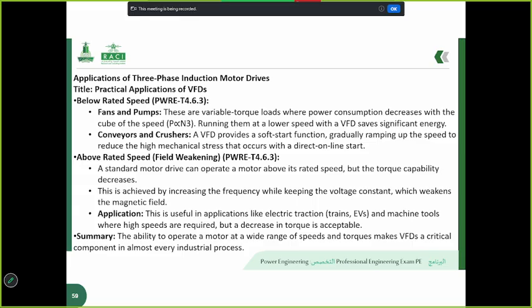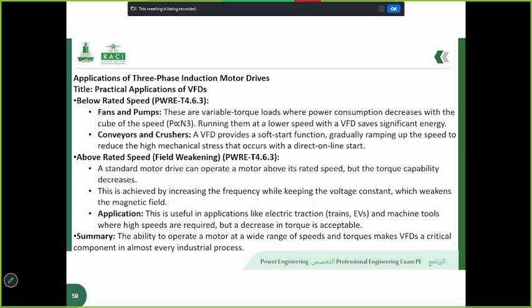So while operating at or below the rated speed, the VFD maintains a constant voltage to frequency ratio to ensure the motor's magnetic flux remains constant. However, to operate above the rated speed, the frequency is increased while the voltage is held constant at the maximum available value.